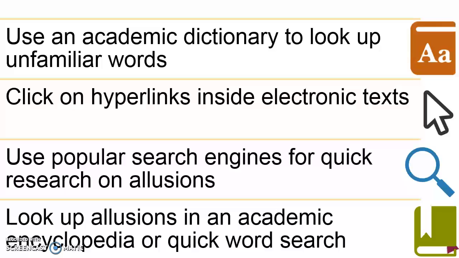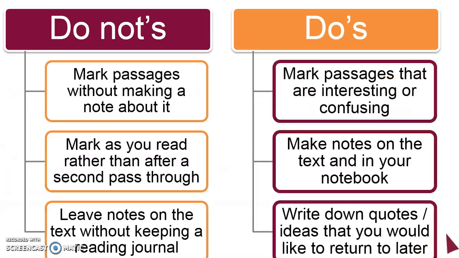And you can also use an encyclopedia or a quick word search. And there's a lot of other things you can use. You can look up languages in language dictionaries. Babelfish Online is an example of that. There are rhyming dictionaries and thesauruses and all different kinds of reference books that you can use.